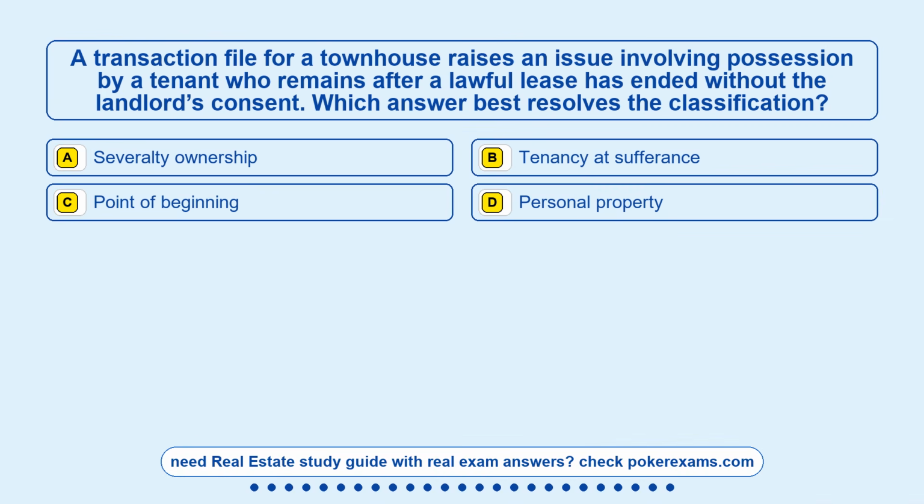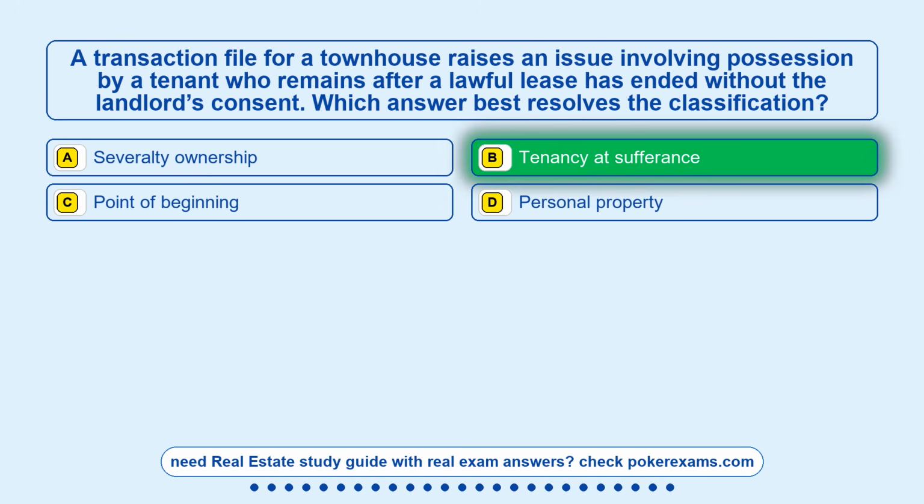Question 9. A transaction file for a townhouse raises an issue involving possession by a tenant who remains after a lawful lease has ended without the landlord's consent. Which answer best resolves the classification? Option A, severalty ownership. Option B, tenancy at sufferance. Option C, point of beginning. Option D, personal property. The correct answer is option B, tenancy at sufferance.